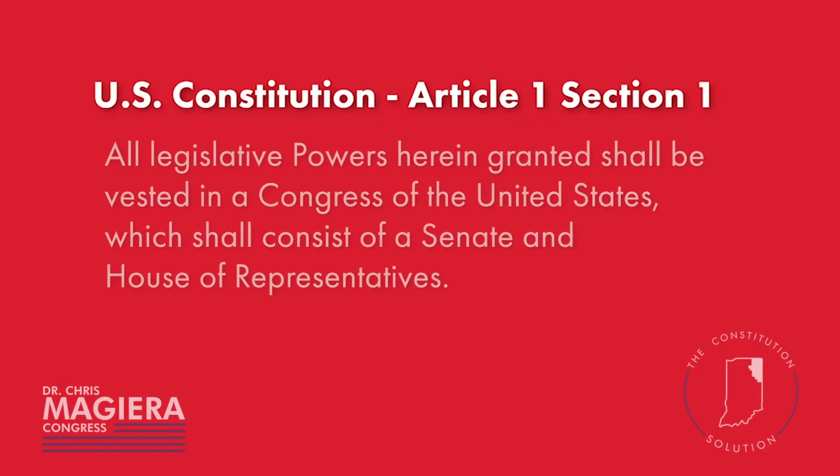First, I want to read to you from Article 1, Section 1 of the Constitution, some of the very first words after the preamble, and they state, "All legislative powers herein granted shall be vested in a Congress of the United States, which shall consist of a Senate and a House of Representatives." Did you catch the important word there? All legislative powers. Not some of the powers, some of the time, but all the powers, all of the time.